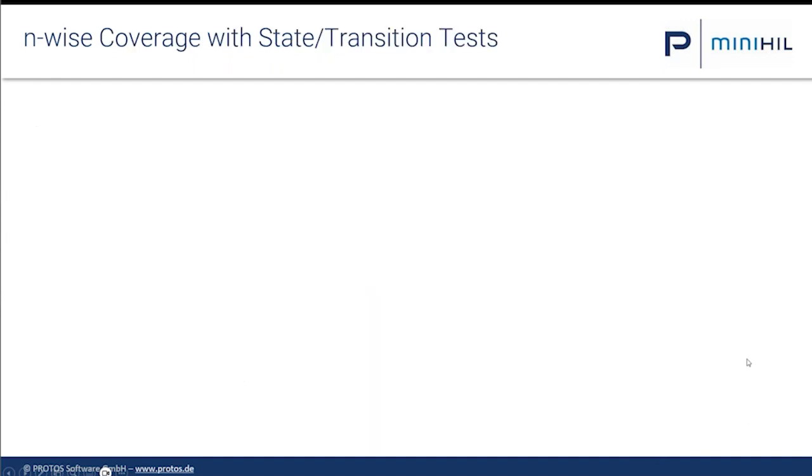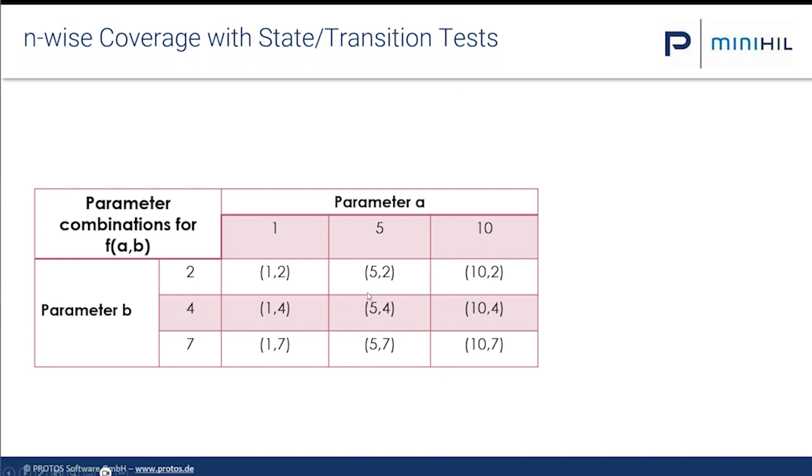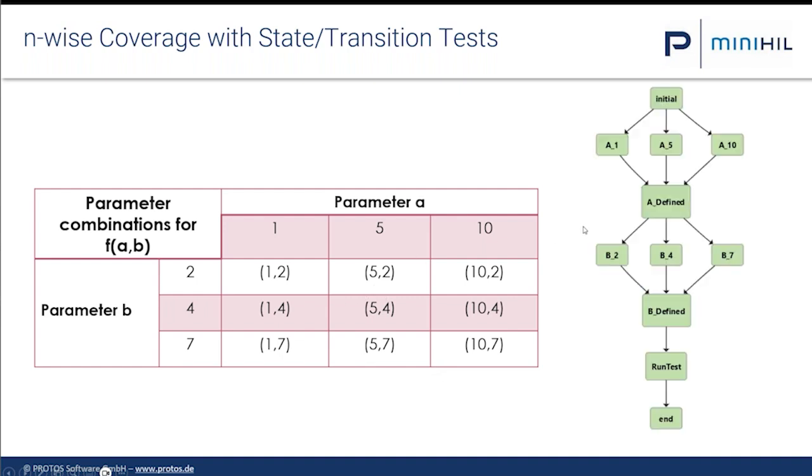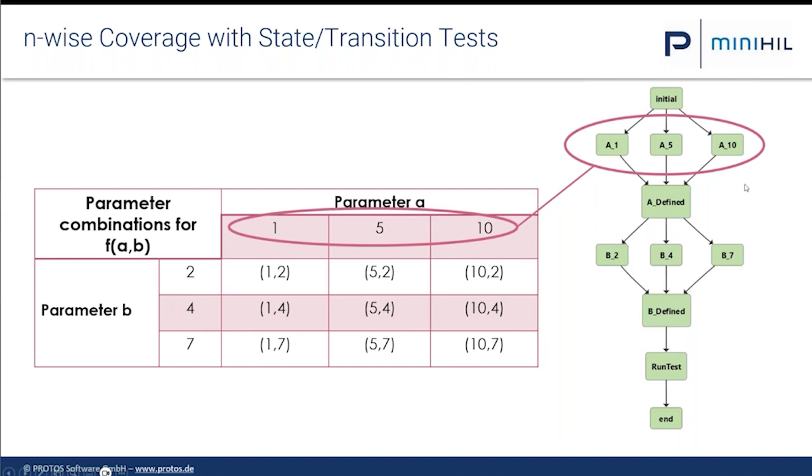So how do we do this with state transition test? For the n-wise coverage, we define the parameters as a single test step. For example, we set parameter A to one of those 3 values, and parameter B likewise. That's the definition for parameter A, and that's the definition for parameter B. And as I said, every pass through the state transition graph is a test case.